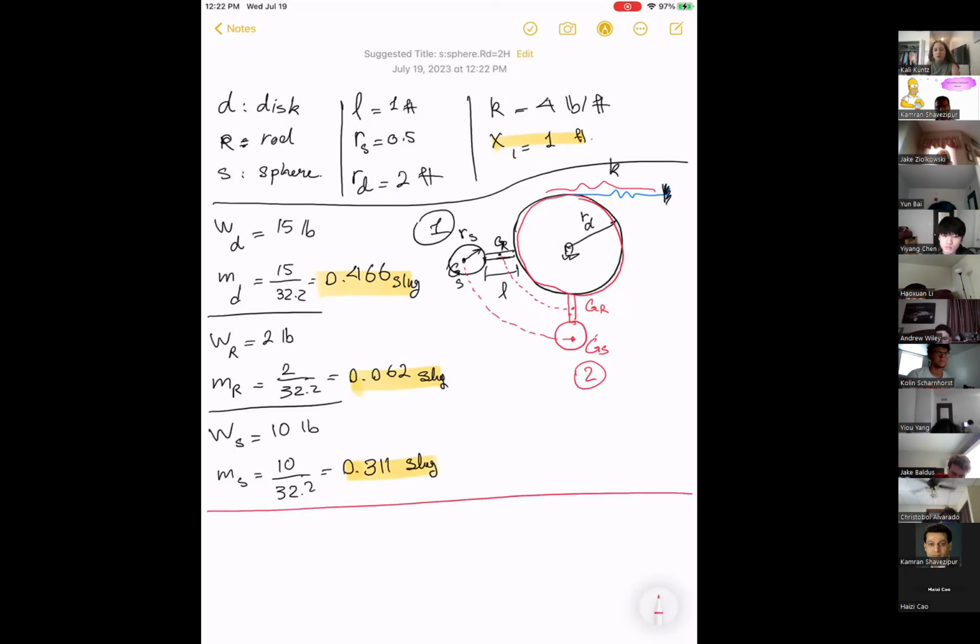Okay. The first question is, because we're going to use energy anytime you have a spring and stuff like this, you're going to use work energy method. The first question is, do we have any non-conservative force?